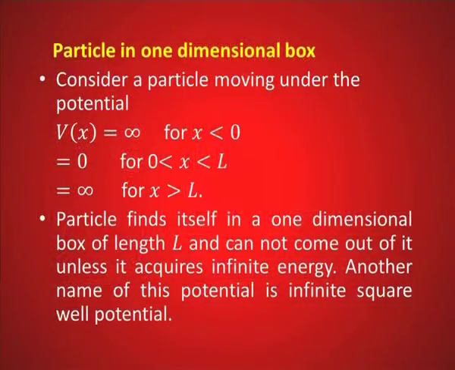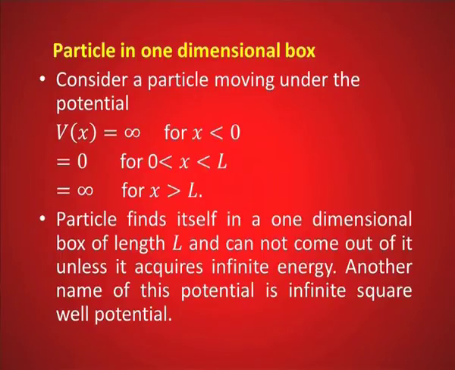Now, we consider the problem of a particle in a one dimensional box. What exactly is a one dimensional box? A one dimensional box is the situation where you have confined a particle in a region of length L, and for x less than 0, the potential is infinite. Between x equal to 0 and L, it is 0, and when x is more than L, it is again infinite. So, the particle finds itself in a one dimensional box of length L and cannot move out of it unless it has infinite energy. Another name of this potential is the infinite square well potential.